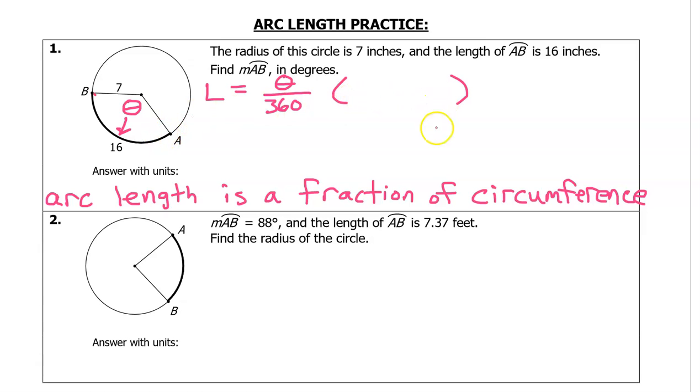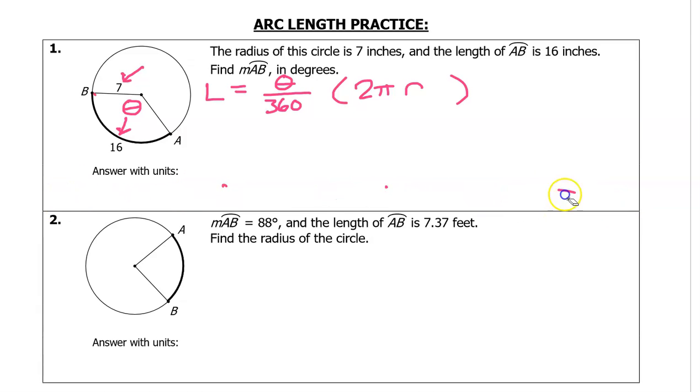What about the circumference? What is the formula for circumference? The formula for circumference is 2 pi r, where r is the radius of the circle. In this case, it's 7. So I have now turned this sentence into a formula. Arc length is a fraction of the circumference. Arc length equals this fraction times the circumference. Okay, I'm just going to erase this to make space for myself.